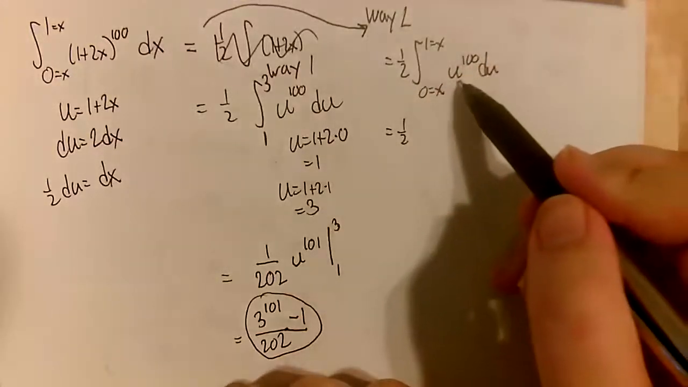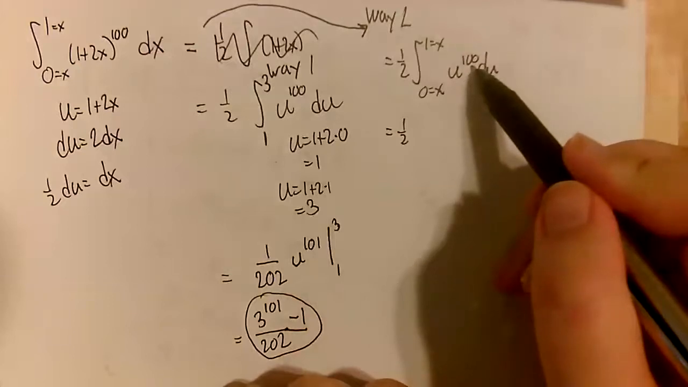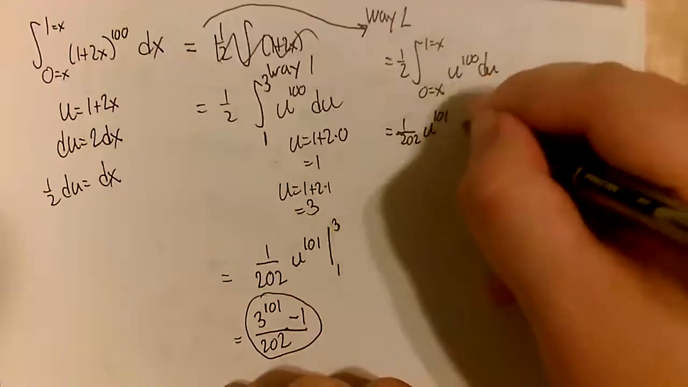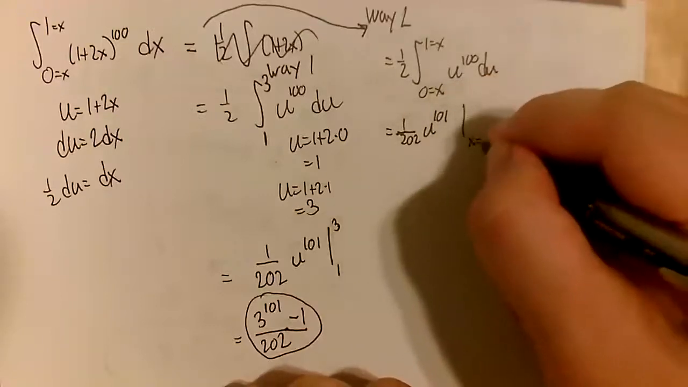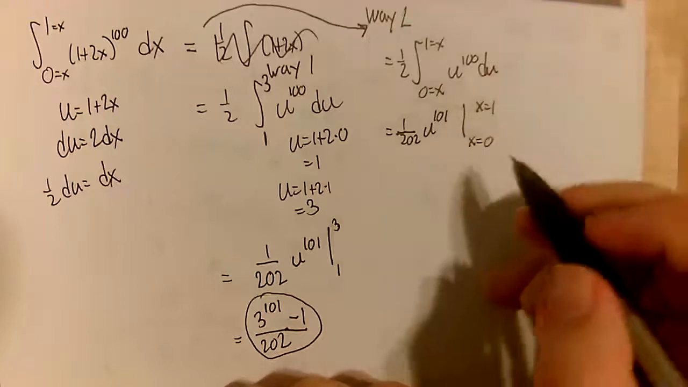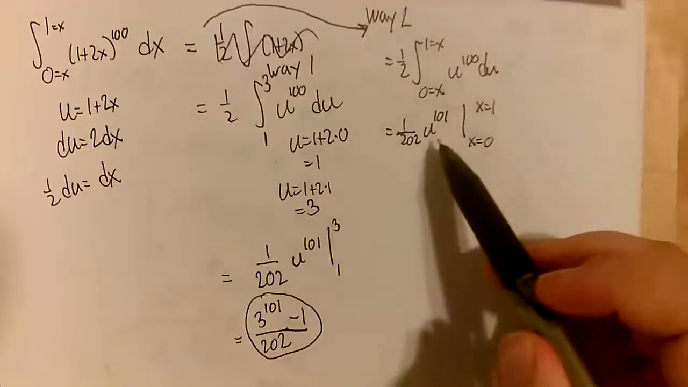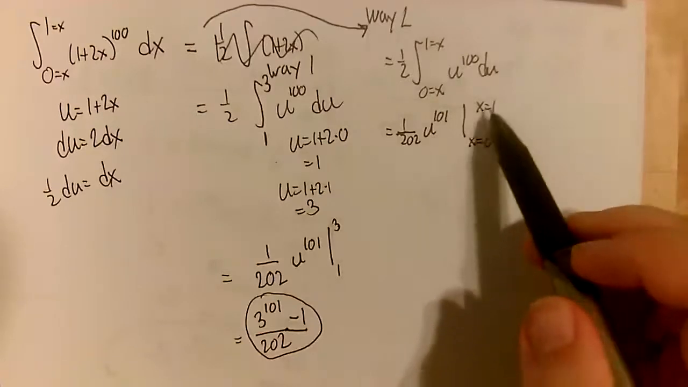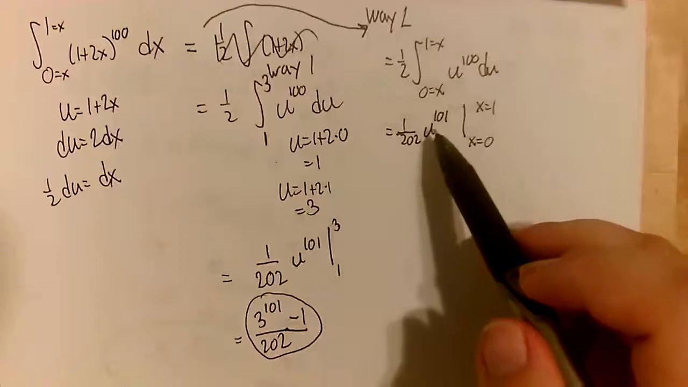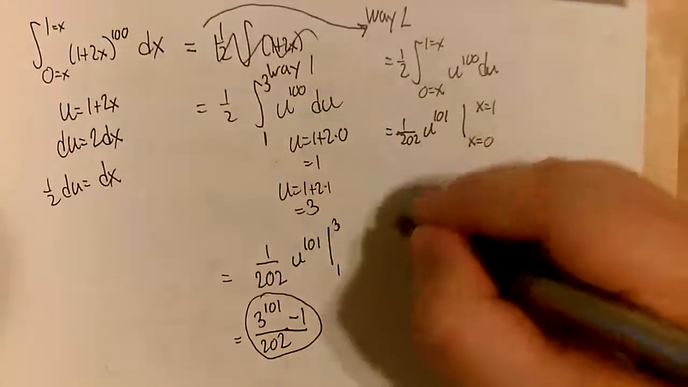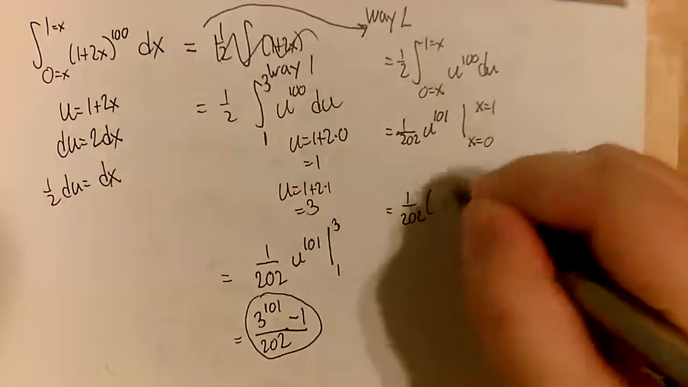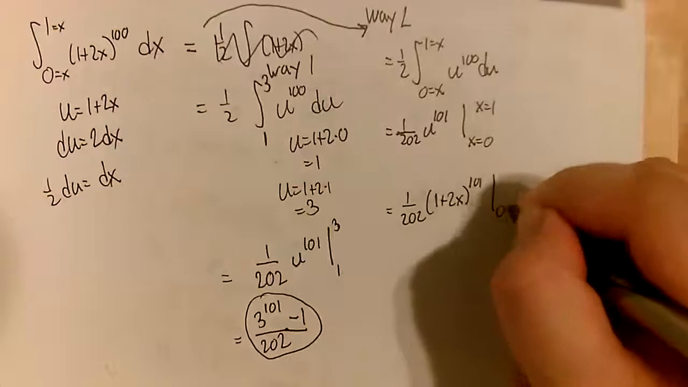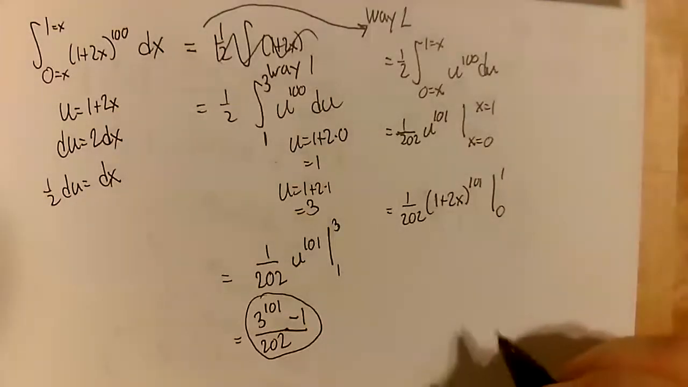So we can do the antiderivative. We have u to the 101, and then we divide by 101, just like this case. And this goes from x equals 0 to x equals 1, right here. But now our procrastination has caught up with us. Since we have x bounds, we need to change our u back into x's. So we have to rewrite this as 1 over 202 times 1 plus 2x to the 101. And now we can plug in our bounds 0 to 1.